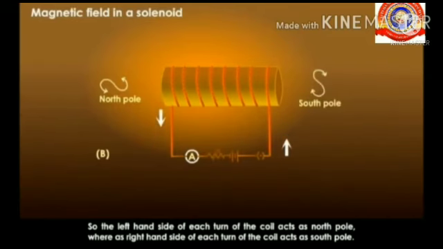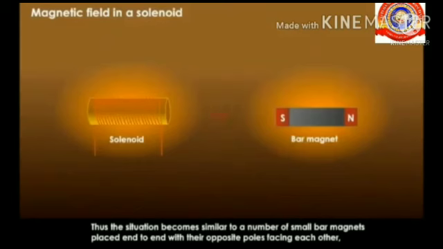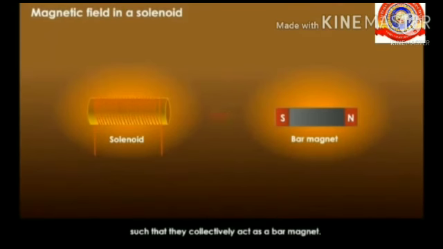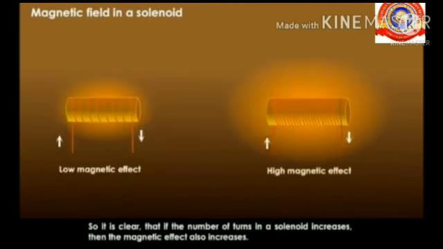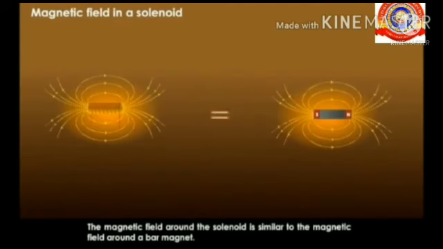So, listen to the video carefully. Thus, the situation becomes similar to a number of small bar magnets placed end to end with their opposite poles facing each other. That is, a solenoid is equal to a bar magnet, such that they collectively act as a bar magnet. Thus, a solenoid behaves like a bar magnet. So, it is clear that if the number of turns in a solenoid increases, then the magnetic effect also increases. And if the number of turns in a solenoid decreases, the magnetic effect decreases. The magnetic field around the solenoid is similar to the magnetic field around a bar magnet. So, that's about the solenoid.